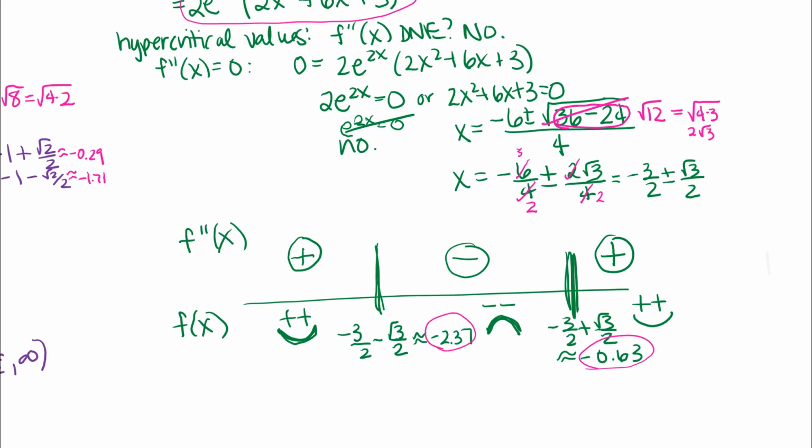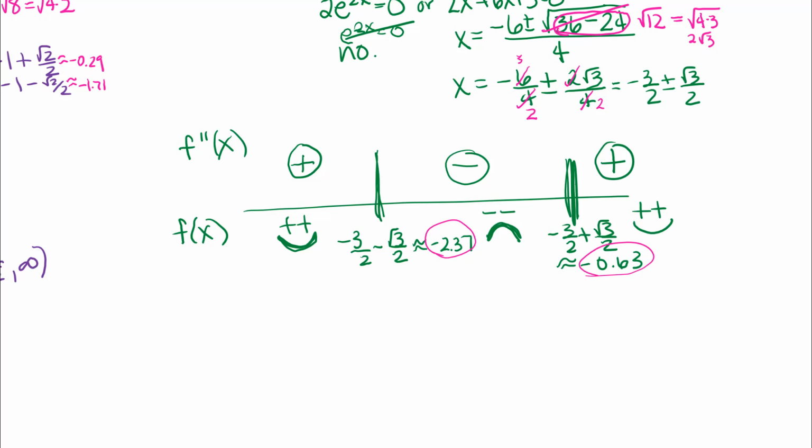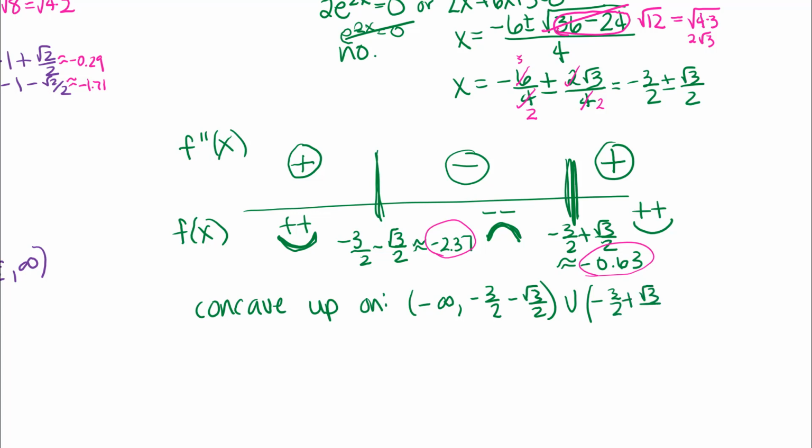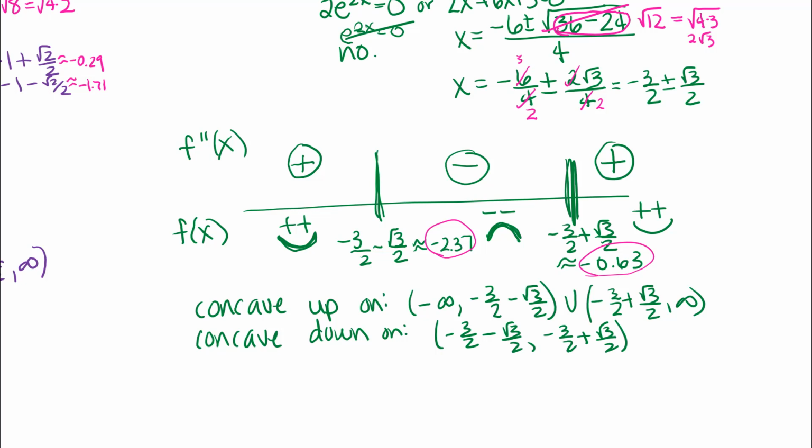All right, so now I can summarize the answers I have from my second derivative here. We would say that the function is concave up on two different intervals here, negative infinity to negative 3/2 minus square root of 3 over 2, or perhaps you want the decimal approximation there. And then the other interval where it's concave up, like a happy face, is negative 3/2 plus square root of 3 over 2 to infinity. The function's concave down on the interval between those two values. And then because the function changes concavity at those points, those are both the location of inflection points.